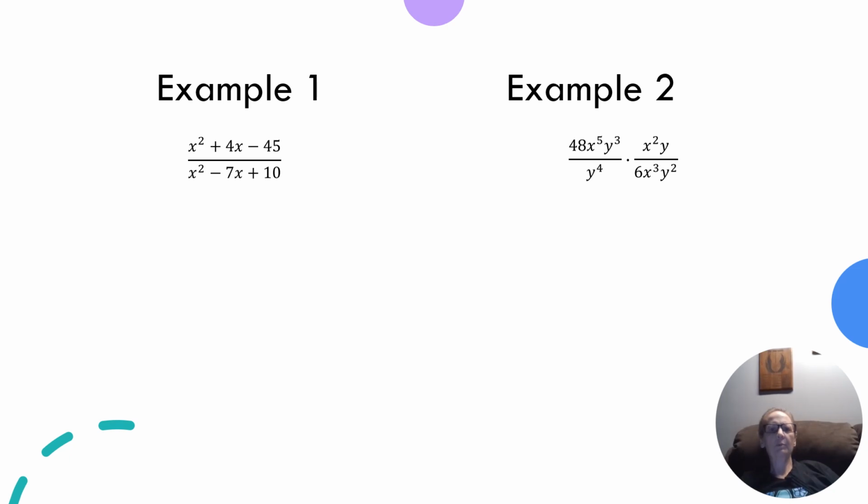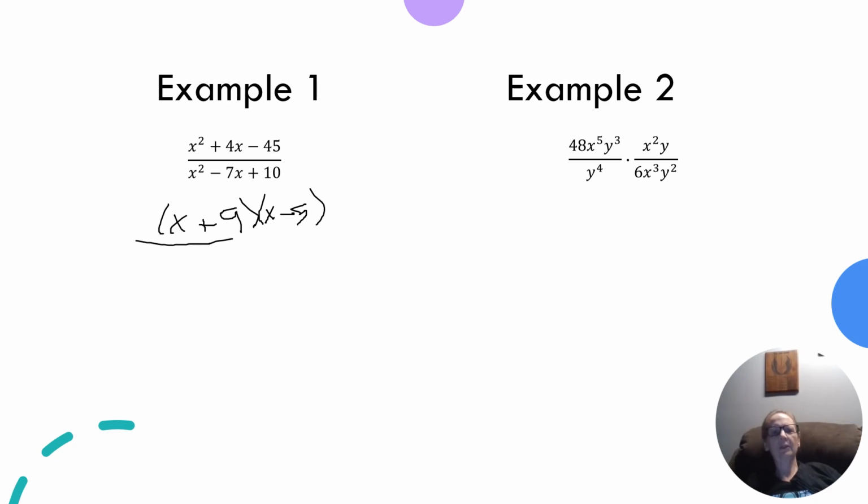In the first example, we're supposed to simplify this expression, so we're going to do so by factoring. Now you can write things off to the side, or you can go through the factors however you want to do it, but we need two things that multiply to 45 that subtract to 4. Those happen to be 9 and 5. My 9 needs to be positive, so x plus 9, and my 5 needs to be negative.